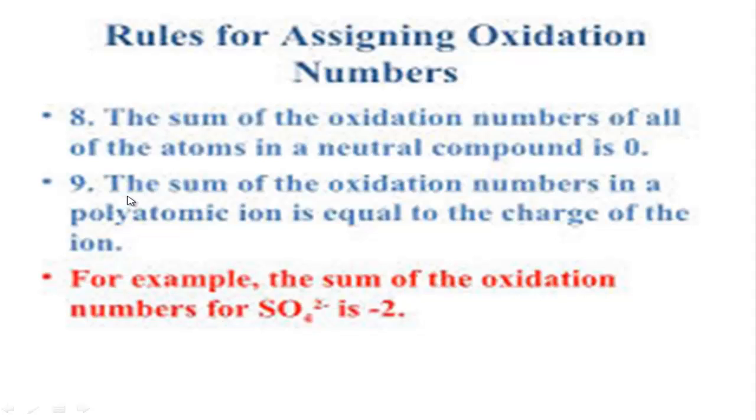Another rule is that the sum of the oxidation numbers in a polyatomic ion is equal to the charge of the ion. Radicals are polyatomic ions. For example, sulfate: here more than one atom is present, so it is called a polyatomic ion, and its oxidation number is equal to its charge. The charge of the sulfate ion is 2-, so its oxidation number is -2. More examples.